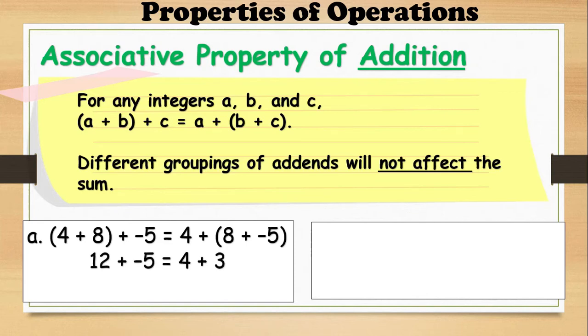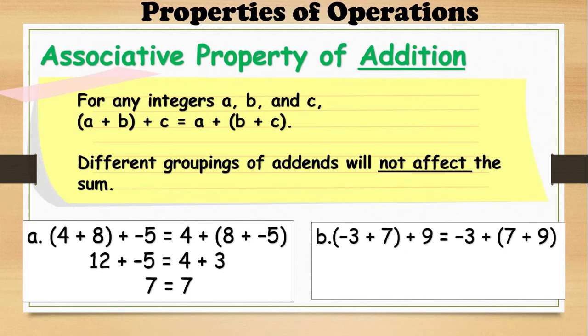So yung 4 plus 8 pinag-add magiging 12 plus negative 5 equals 4 plus yung 8 plus negative 5 naman pinag-add muna. So magiging positive 3. So nawala na yung groupings. Ang tanong, parehas pa rin ba sila na magiging sagot? So yes, the answer is 7.